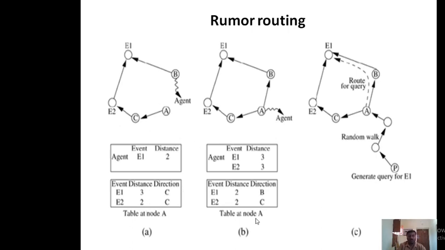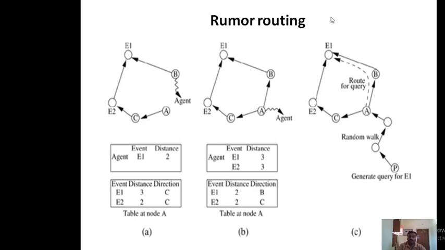Then if you come to the table of A after modification, what is the table modification? Agent A, E1, the distance is 3. In the previous diagram the agent was at B, but here the agent is at A: 1, 2, 3. The distance is 3. Then for E2 also, the distance is 3. That means the agent moves from A to B, B to E1, E1 to E2: 1, 2, 3. The same manner here also.